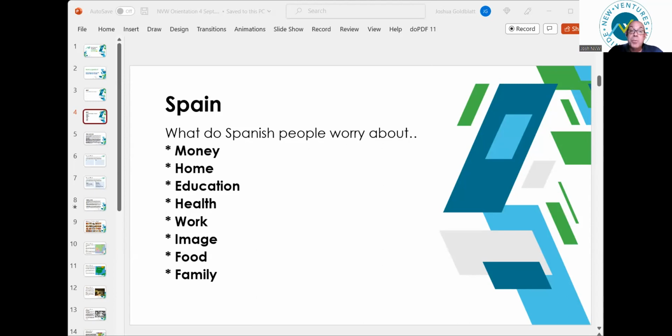Home. Spanish people are very house proud, okay? Anyway, all these other things we said before. So health, work, image, food, and family. We're going to look at one specific one which is so important for Spanish people, and which they are so proud of. What are Spanish people proud of, please? If you had the one thing which Spanish people are really proud of, what would it be, do you think? Anybody?